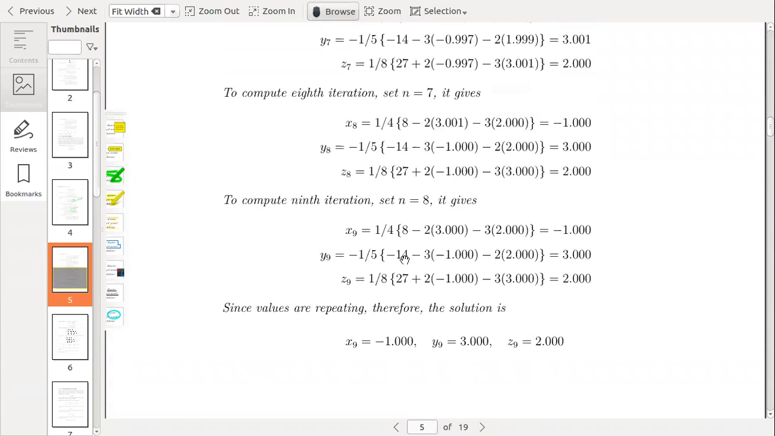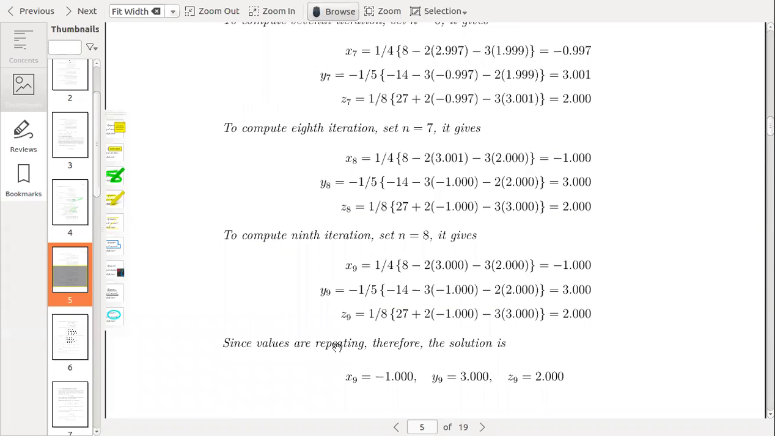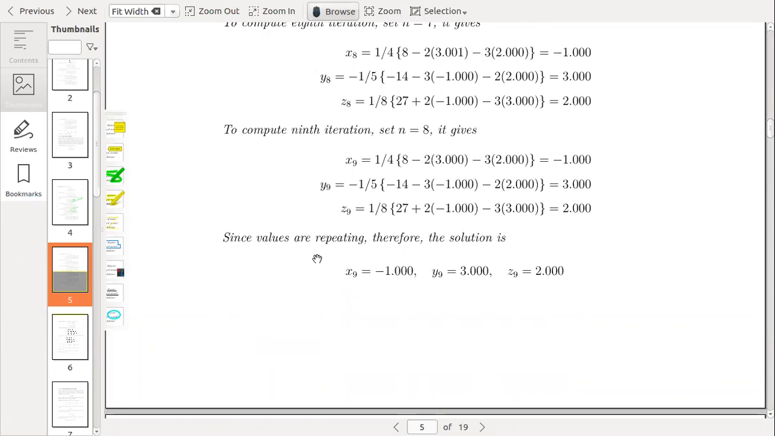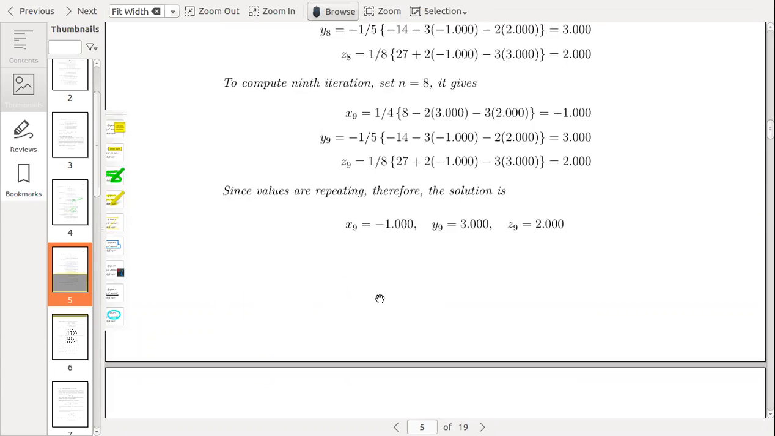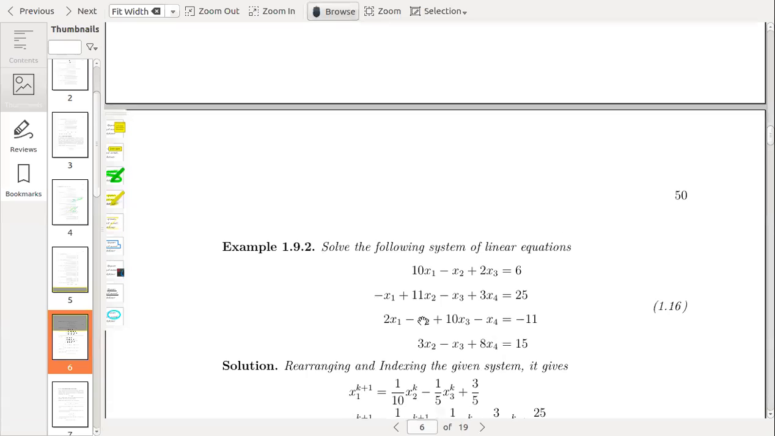So just observe that at the ninth iteration, the values are repeating. So x8 has the same value as x9, y8 has the same value as y9, and z8 has the same value as z9. Since the values are repeating, therefore the solution is x9 is equal to minus 1.00, y9 equal to 3 and z9 equal to 2.